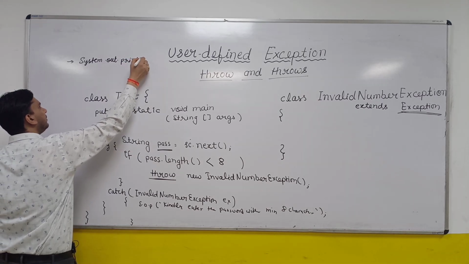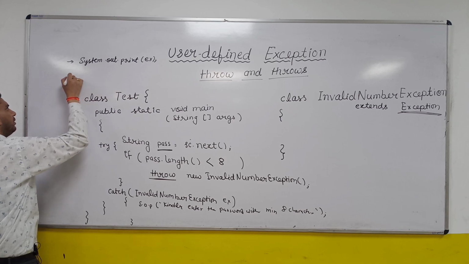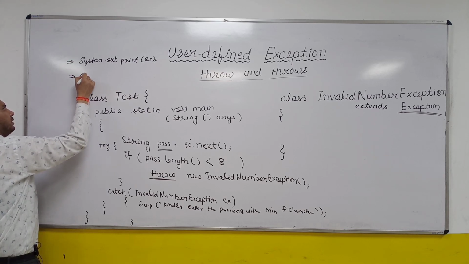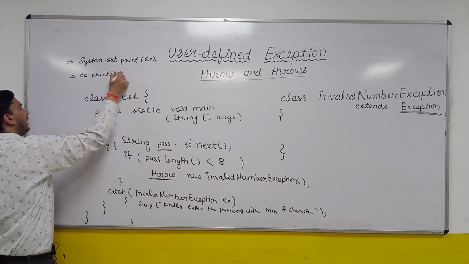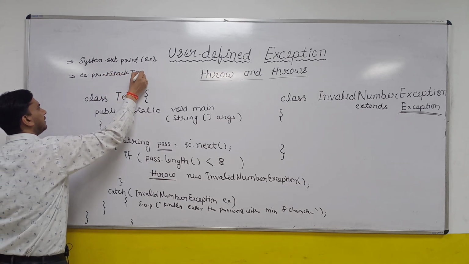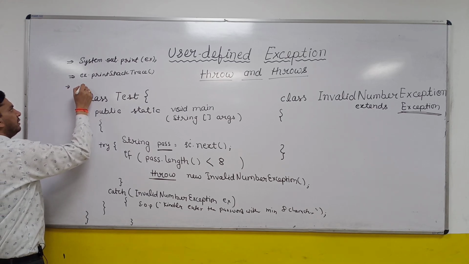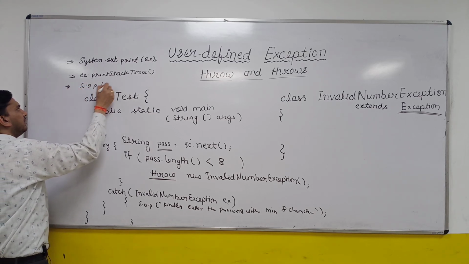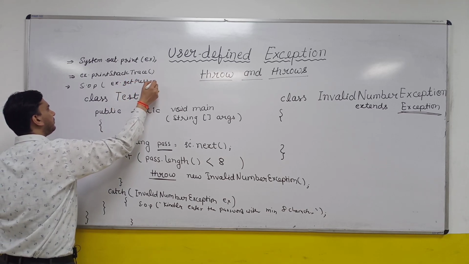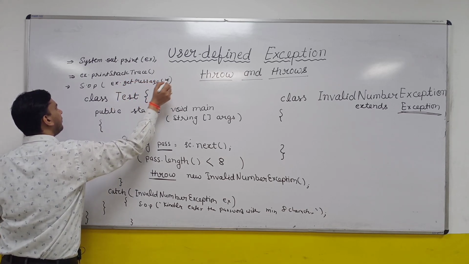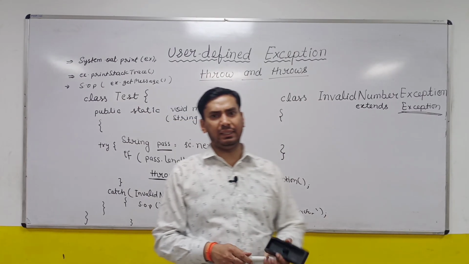System.out.print, the exception object you are printing, or you can call ex.printStackTrace, which is a method of the exception. And the third thing is you can print ex.getMessage, right? So these are the three things that can be expected.